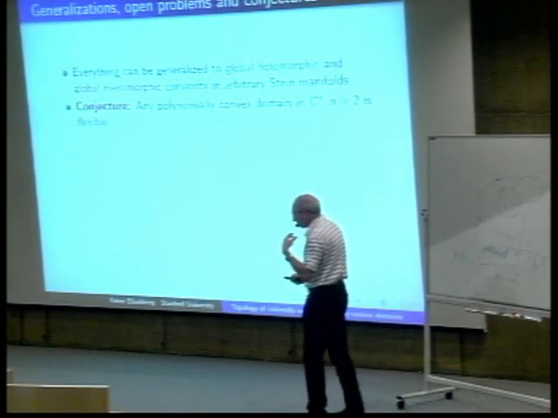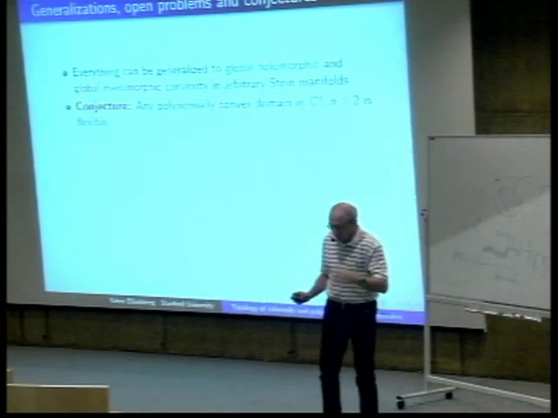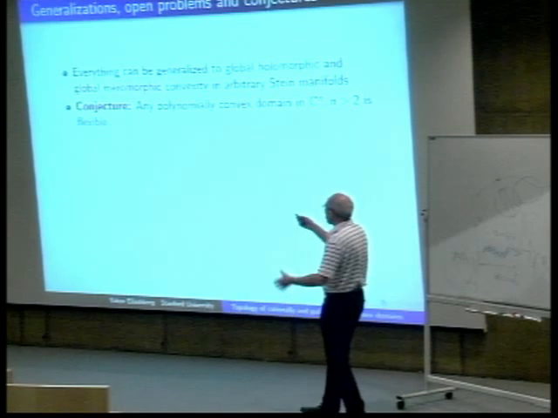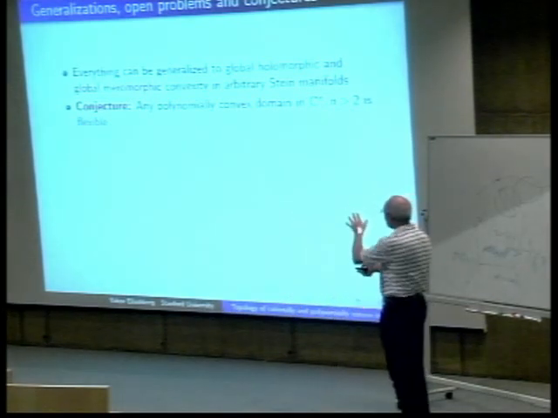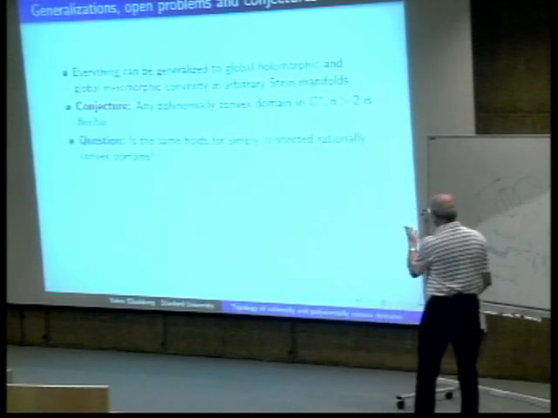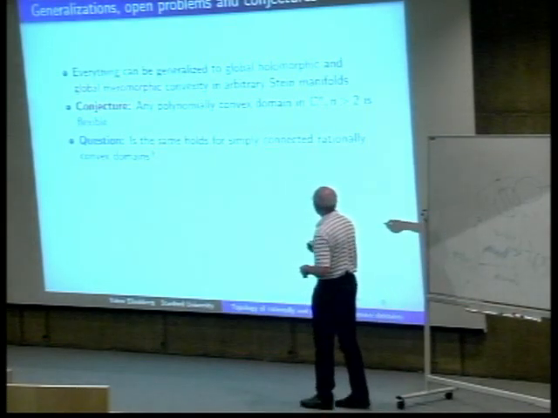So flexible domains all have this property, and I have some kind of path for how I would try to prove it, although I don't know the proof. A similar question arises for rational convexity, in the case of a simply connected domain.